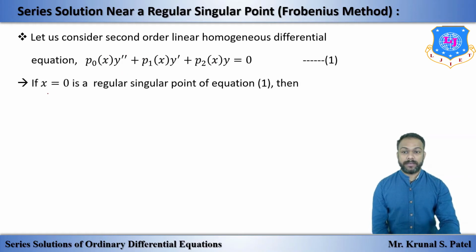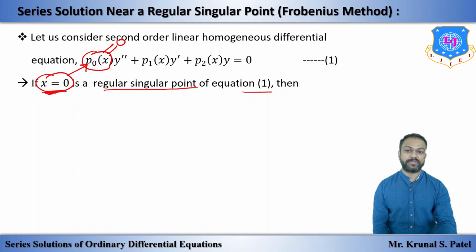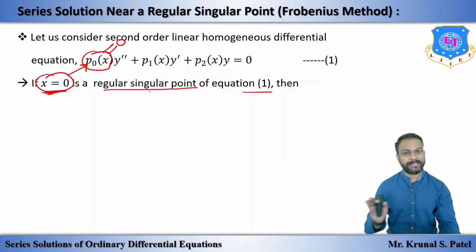So if x is equal to 0 is a regular singular point of equation 1, and as I told, how can we decide this is our regular singular point? In the coefficient of y double dash, we put x is equal to 0, and if this becomes 0, then we can say that x is equal to 0 is a regular singular point. This is my shortcut. Do not apply this for that singularity point.